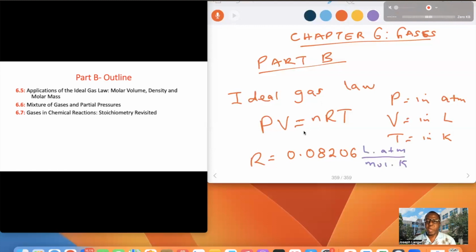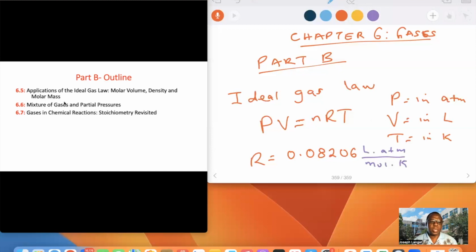We will use this equation in part B, section 6.5, to determine the molar volume of a gas, the density of a gas, and how to use the same equation to find the molar mass of a gas. I know you know how to determine the molar mass of a compound given the periodic table. But in this particular section, we will use the ideal gas equation to find the molar masses of gases.